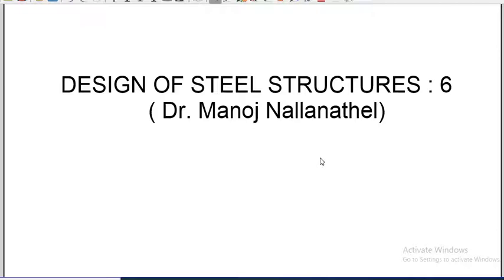This is the sixth class of Design of Steel Structures. In the last class we saw the different types of failures, how to calculate the shear strength, bearing strength, and tensile strength of the bolt as well as the plate, and how to calculate the net area of the plate in case of staggered bolting as per the code provisions.